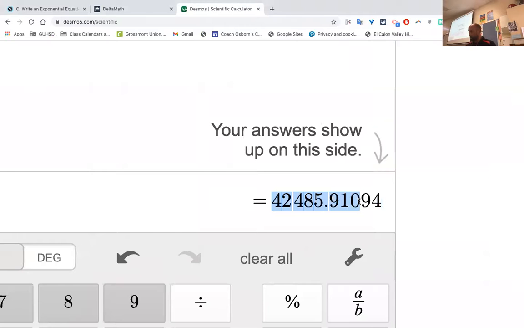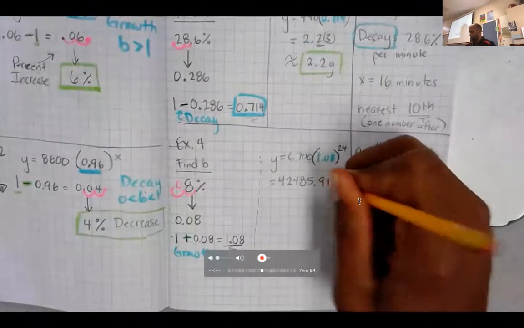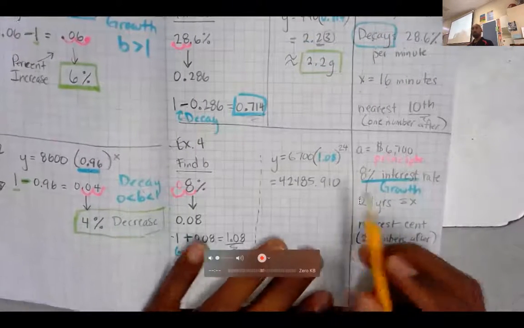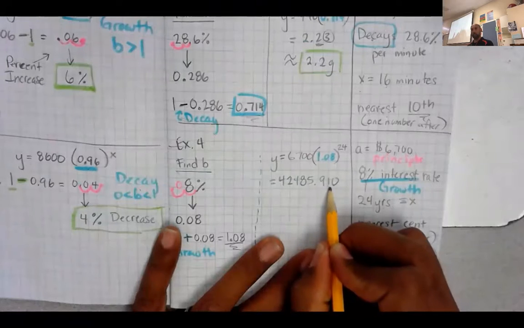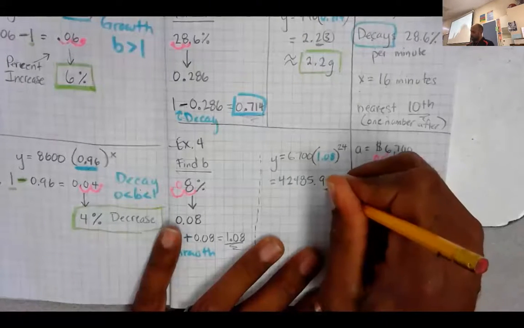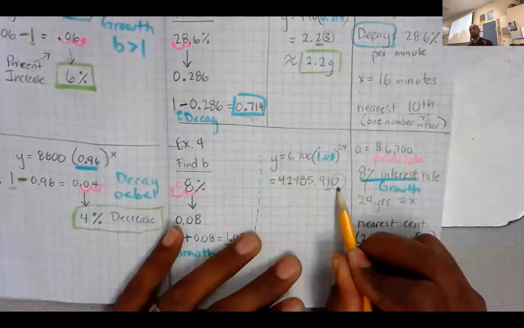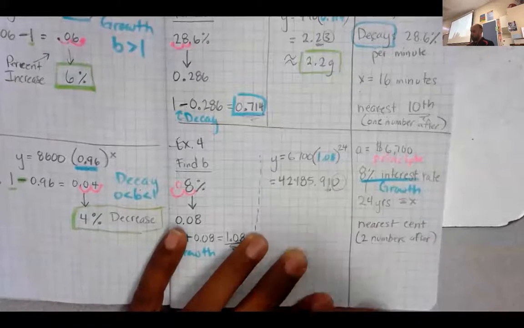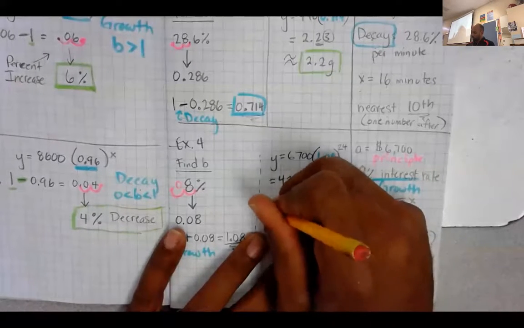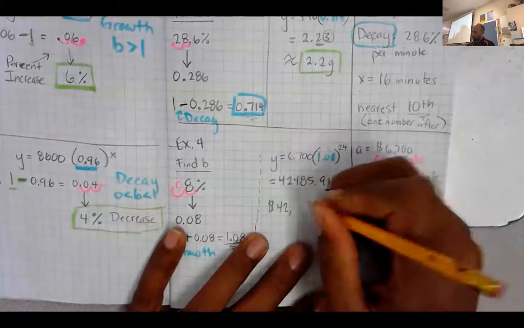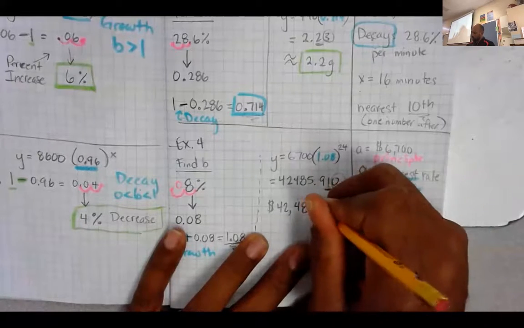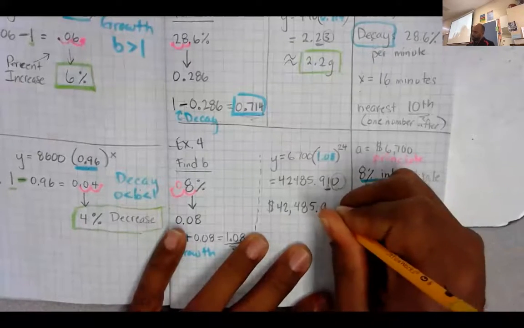So I'm going to write down 42,485.910. So again, the hundredth is the second number after the decimal there, which means I'm going to look at that number. The 0 will not change the 1. So now this is 42,485.91.